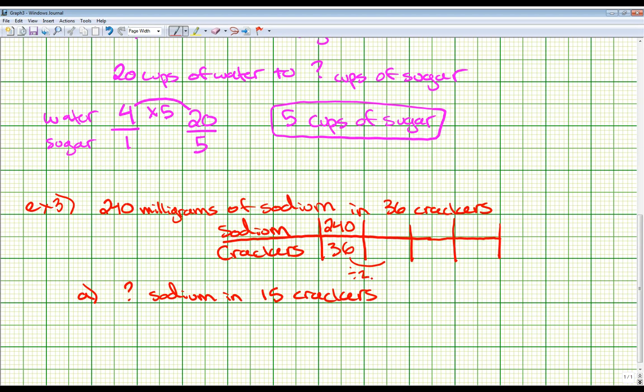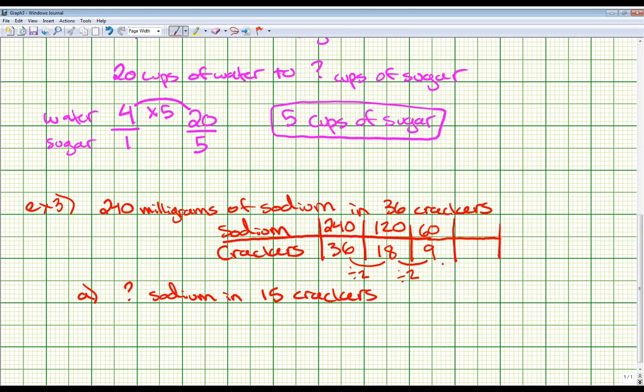So let's just say, for example, we wanted to cut these numbers in half. Let's divide by 2. So we do both divided by 2. So 36 divided by 2 would be 18, and 240 divided by 2 would be 120. So 240 milligrams of sodium in 36, so there's 120 milligrams of sodium in 18 crackers. Well, we're still not at 15, so let's do that again. Let's cut it again in half. Let's divide by 2 again. Well, 18 divided by 2 would give us 9, and then 120 divided by 2 would give us 60. So there are 60 milligrams of sodium in 9 crackers. That's still not going to get us to 15.